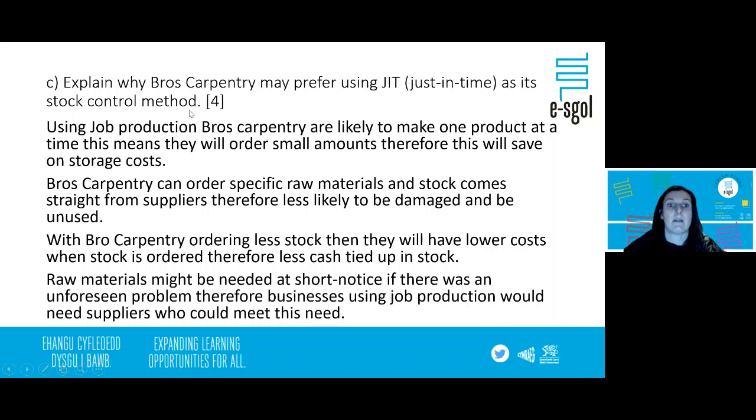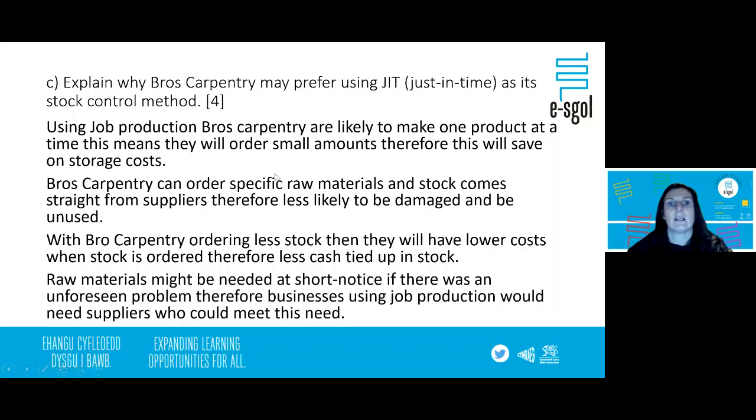The third question on that case study is: explain why Brose Carpentry may prefer just-in-time stock control as its method. Okay, so just-in-time stock control is when stock is delivered when you need it, and so you're not holding lots of stock. It comes when you need it, therefore you don't need as much storage space for it.